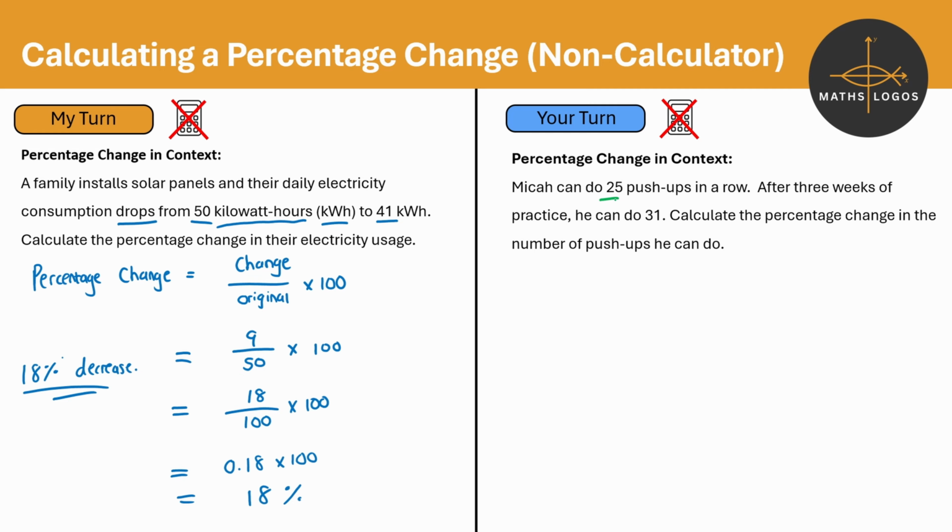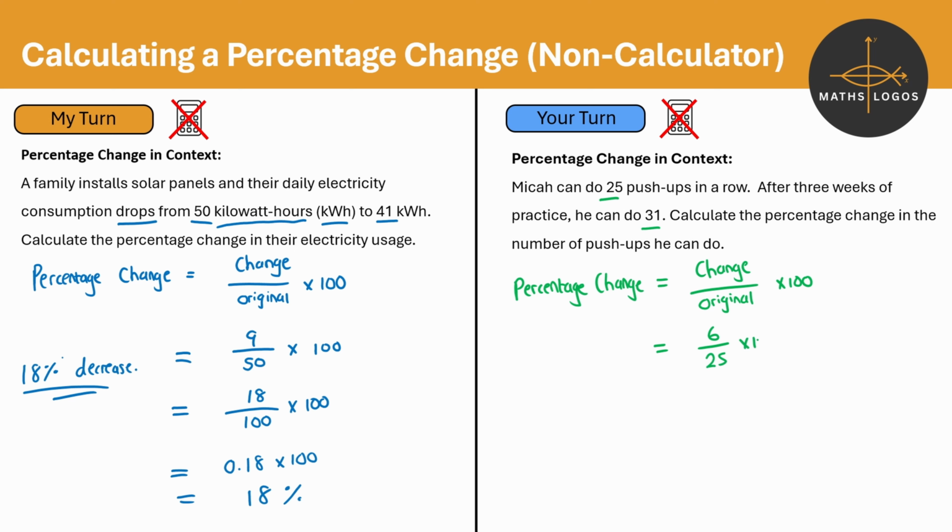Micah can do 25 push-ups in a row. After 3 weeks of practice, he can do 31. Calculate the percentage change in the number of push-ups he can do. So the percentage change is equal to the change over the original multiplied by 100. He has increased, so it's a percentage increase. He went from 25 to 31, so that's a change of 6. He's increased his number of push-ups by 6. The original was 25.